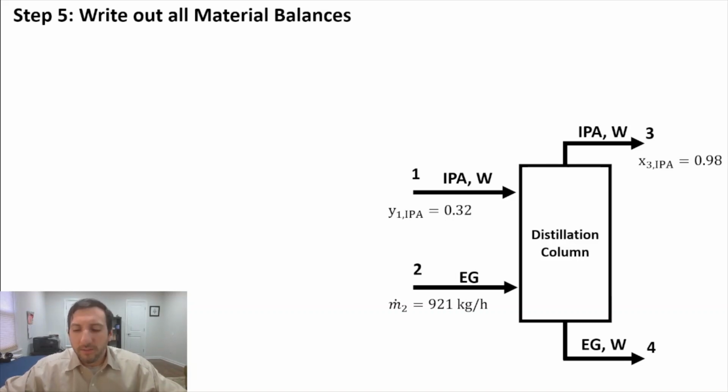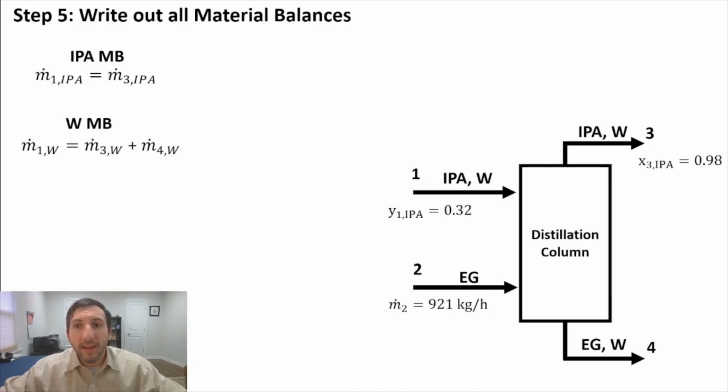And just to help us out, I'm going to put our diagram back on the slide so that we can write our material balances. To start, we've got the IPA material balance. The mass flow rate of IPA in stream 1 is coming in, and coming out, we've got the mass flow rate of IPA in stream 3. And that's everything. The next one is our water material balance. For water, we've got water coming in stream 1, and coming out, we've got water in stream 3 and in stream 4. So M1 water is going to equal the mass flow rate of water in stream 3 plus stream 4.